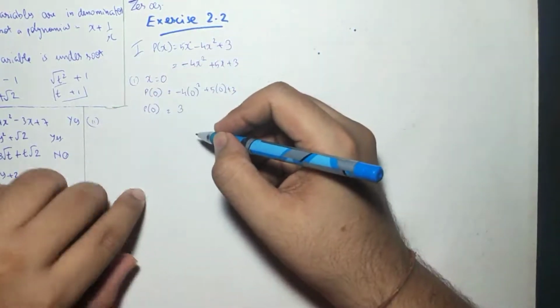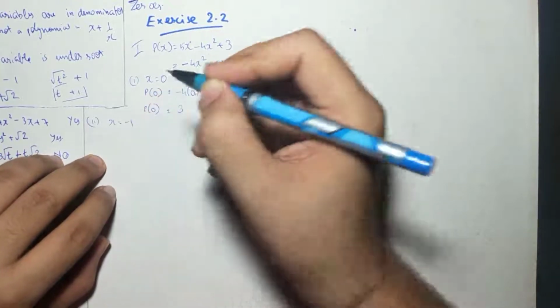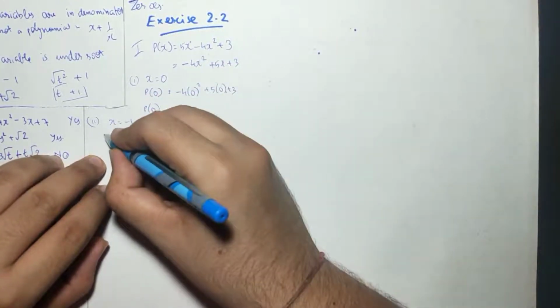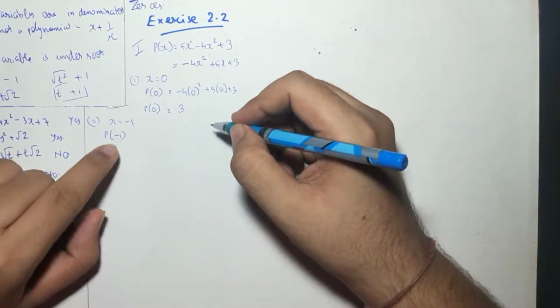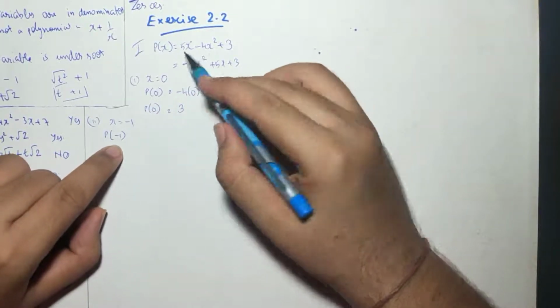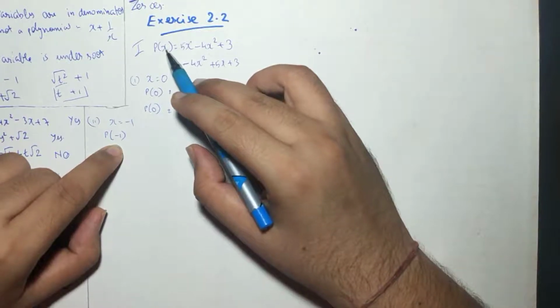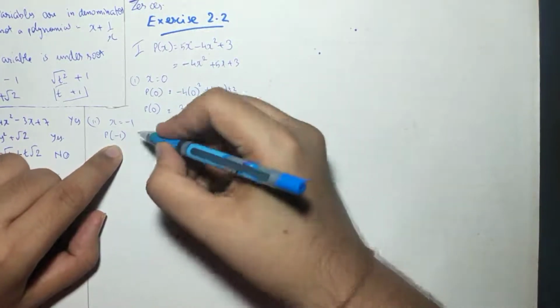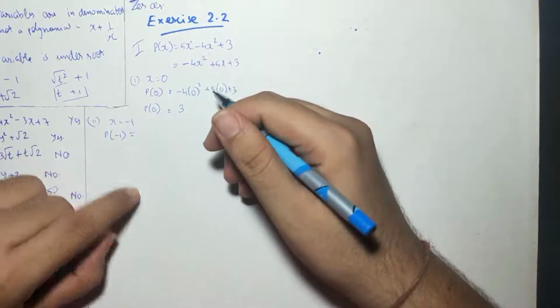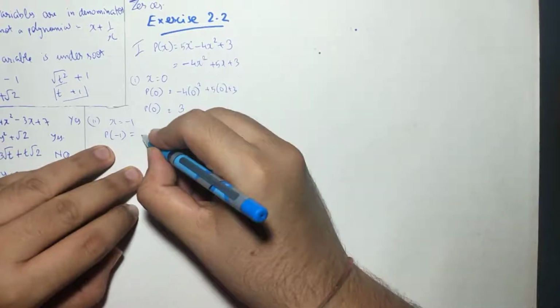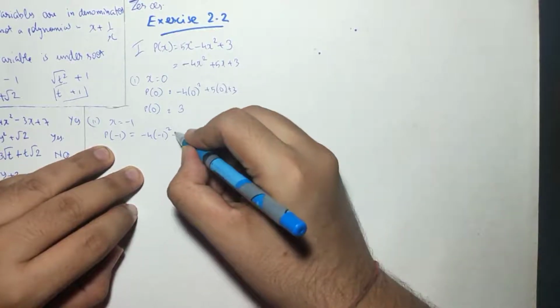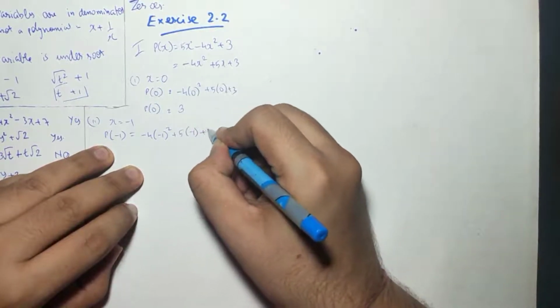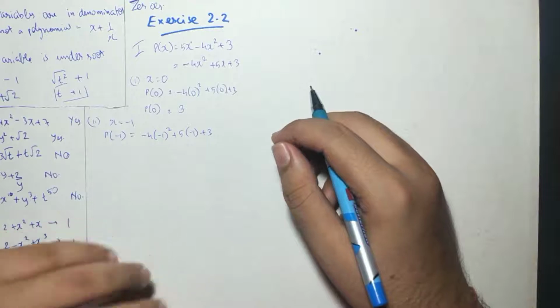Second, x equals minus 1, that is, I have to find p of minus 1. P of minus 1 means in the polynomial which was given in the variable x, I have to substitute the value of x as minus 1. If I substitute x as minus 1, I will get minus 4 into minus 1 square plus 5 into minus 1 plus 3.